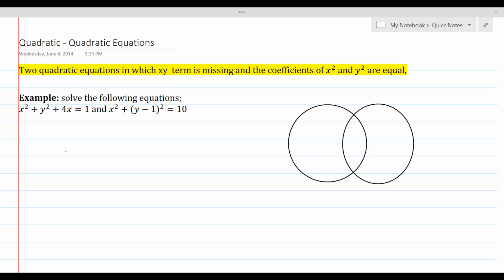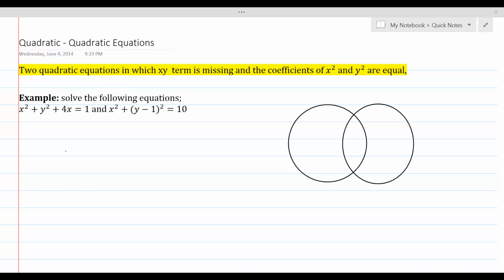x times y. Number 2, the coefficients of x square and y square are the same, and there is no term involving x times y. And third, the signs of x square and y square are the same. Then those quadratic equations will represent circles. Both the equations in this case are representing circles. So let's get started to solve them.